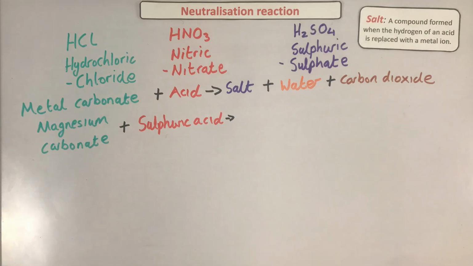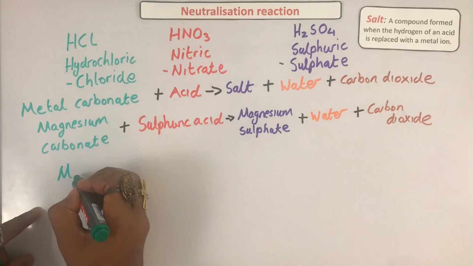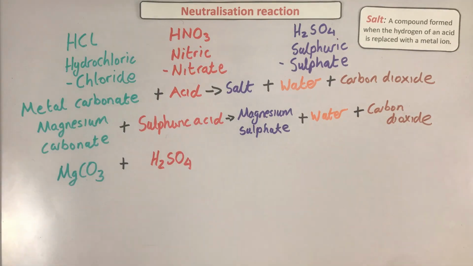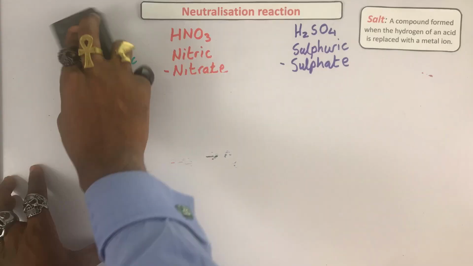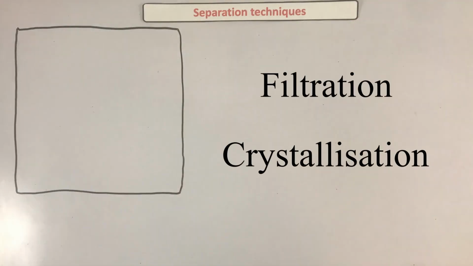Get into the habit of underlining the chemicals that the question is giving you and the salt that it's asking you to make, so you can work out if there was a mistake made in the method that they show you. You need 2 of your 4 separation techniques for this required practical: filtration and crystallization.